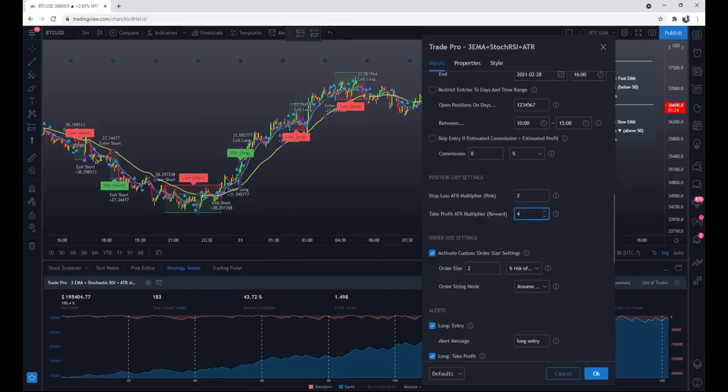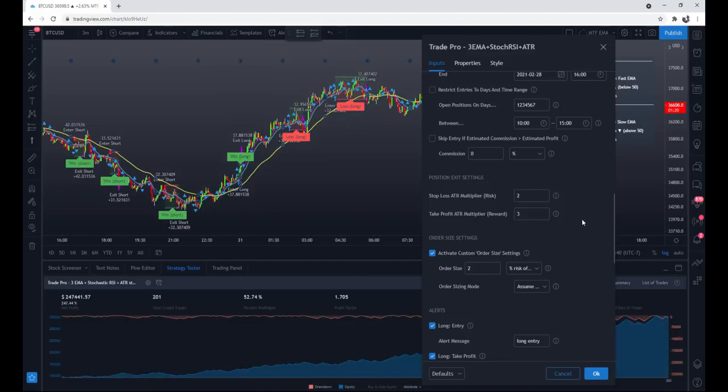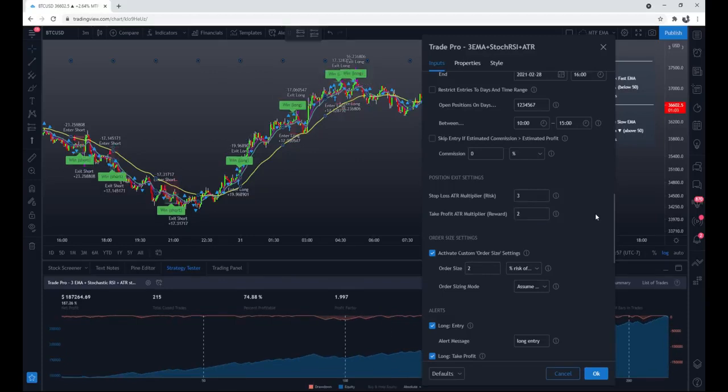And of course, you can play around with this however you would like. So let's see what happens if we go to 3 there. Profit factor goes up. Percent profitable, of course, goes up as well. So you can do whatever you would like here, but we have it at 3 ATR for the stop loss and 2 ATR for the take profit, and that seems to give a nice profit factor, very high win rate, and does a pretty good job.